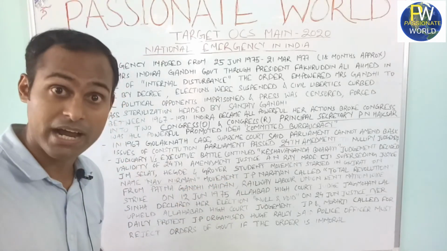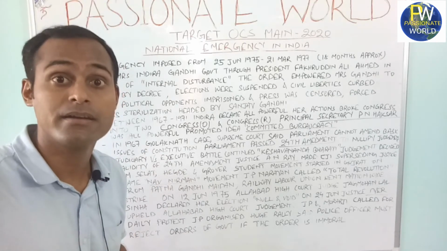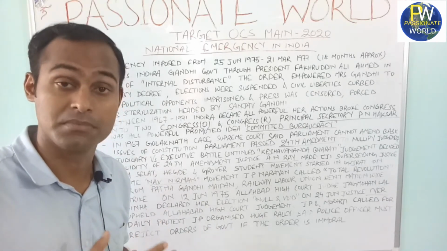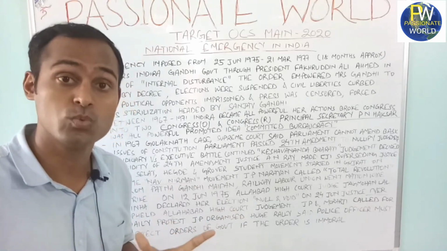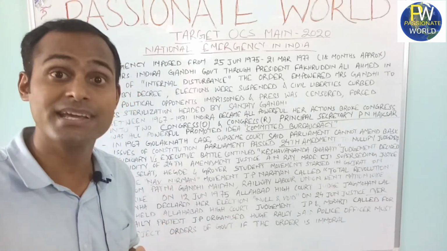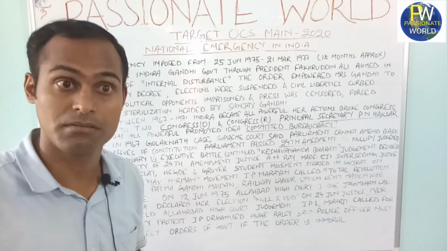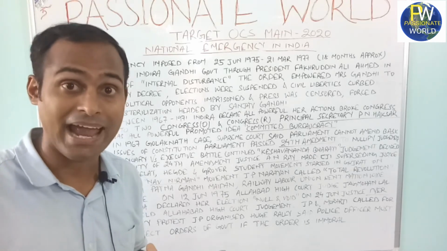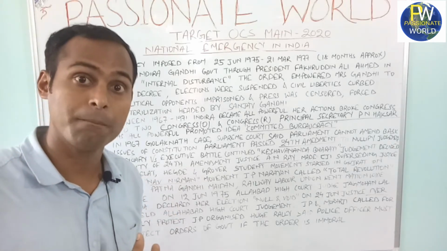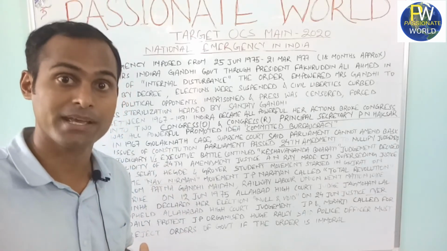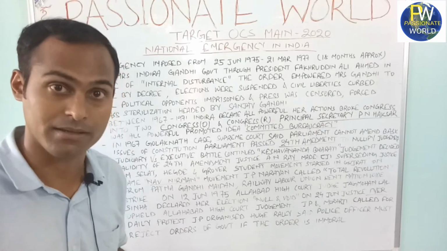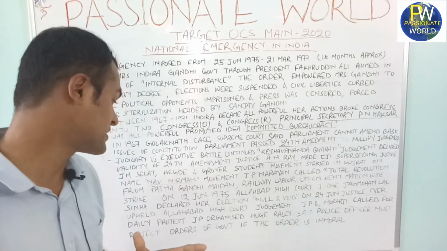In Gujarat, there was the Nav Nirman Sena, a student movement which was agitating against the Indira Gandhi government. The Janata Party government won the Gujarat elections, and they became the chief minister.